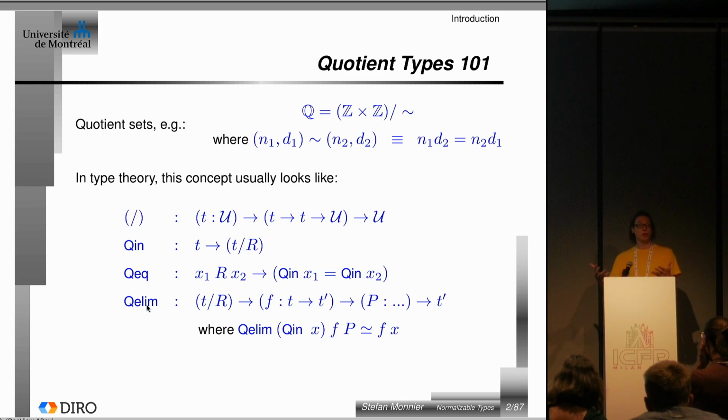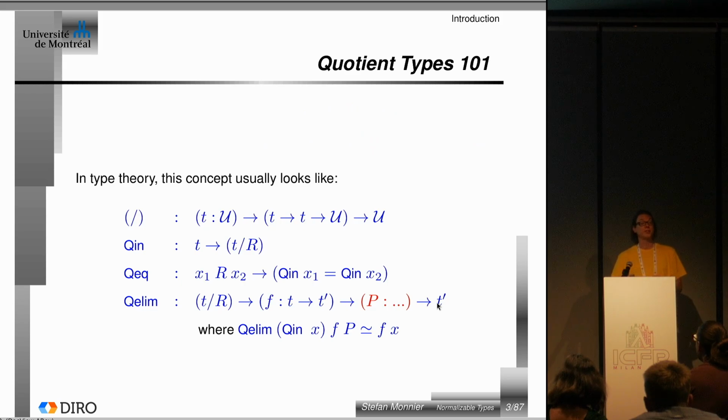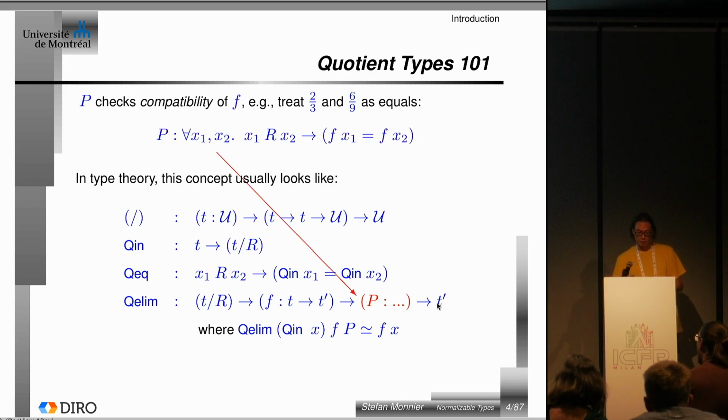And this is pretty strong, and it only works because when you do your qelim, as you see here, you take a value of your quotient type, and a function that takes a value of the underlying type t and produces something of type t prime, and it actually runs this function, giving you the t prime. And this only works because there's this p here, which guarantees that you are going to be compatible with the relation, which means you're not going to pay attention to the differences between equivalent values. For example, you won't tell the difference between 2/3 and 6/9.